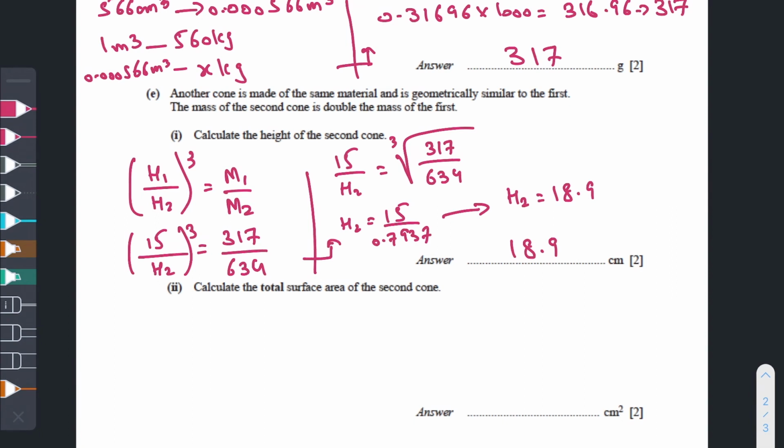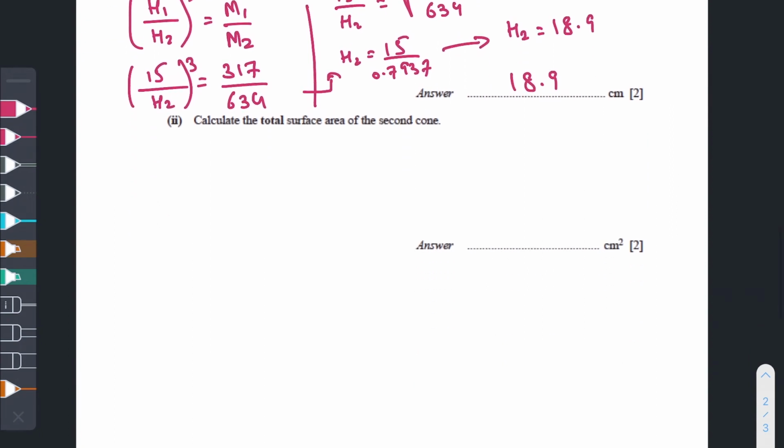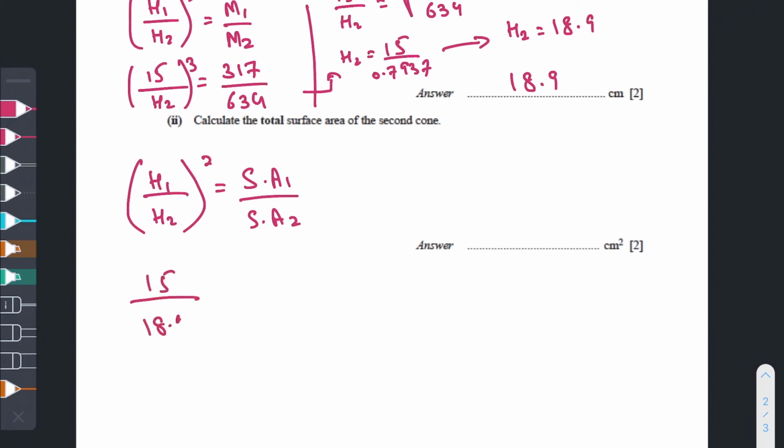Okay, the next part of the question says, calculate the total surface area of the second cone. Now we are finding the surface area in this case, so we still use the heights, which is h1 over h2, but over here, instead of cubing it, we square this because we are comparing the two areas. So this becomes surface area 1 over surface area 2. The height of the first cone is 15, the height of the second cone is 18.9. There is a square on top of both of them. And the surface area of the first cone we found was 419. We need the surface area of the second cone.